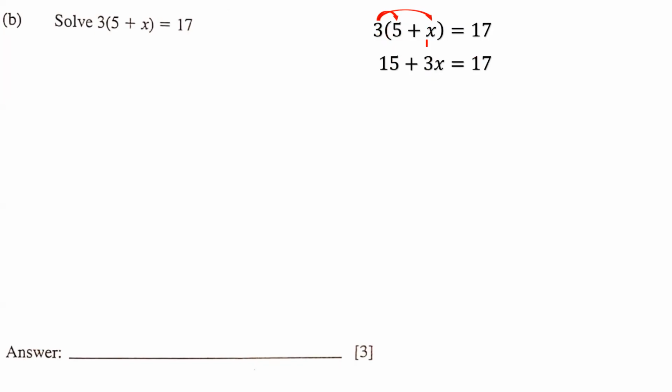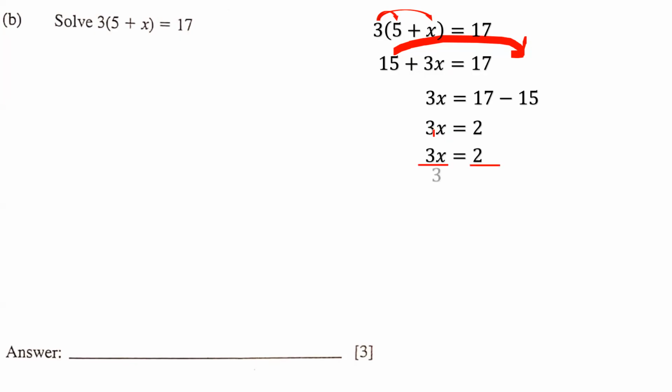Let's send this 15 over. When we send this 15 over the equal sign, it was a positive 15. Now it's going to be a negative 15. So now we have 3x equals 17 minus 15. And 17 minus 15 is 2. Now we have to get rid of this 3, and the opposite of multiplication is division. So you're going to divide both sides by 3. And these two 3's are going to cancel with each other. And so we are left with x is equal to 2 over 3. And so that's the correct answer. x is equal to 2 over 3. Notice that x is on one side and everything else is on the other side.